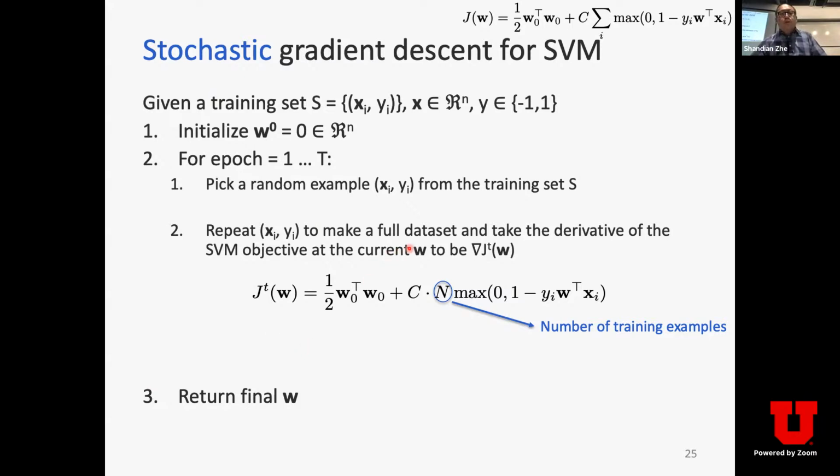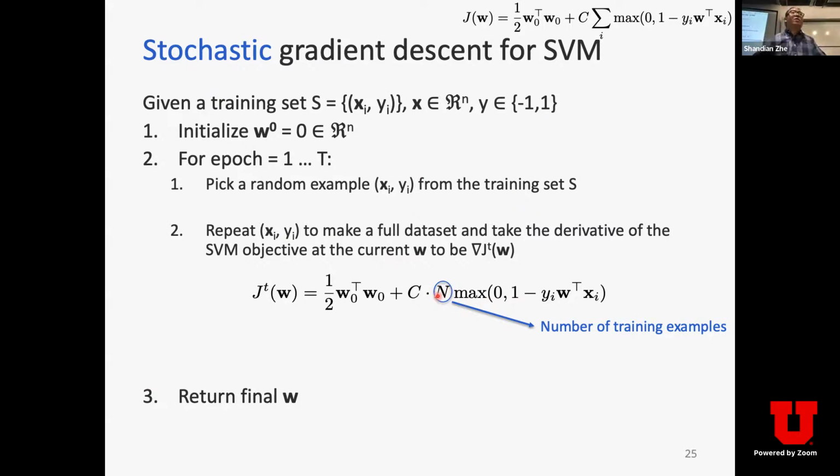If your original data set contains 1,000 examples, that means you have to repeat this single example 1,000 times. That means you fake a data set to be of the same size as our original data set. And then you compute the loss, your training objective, over that fake data set. That's why in our computation, we should multiply the hinge loss by n. N is the size of the training data.